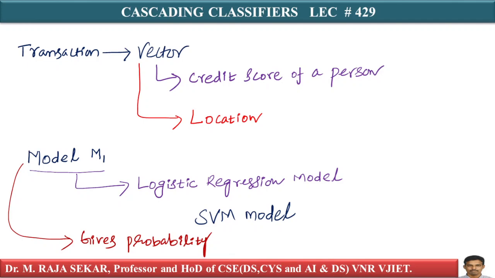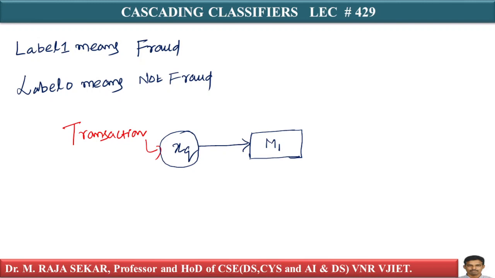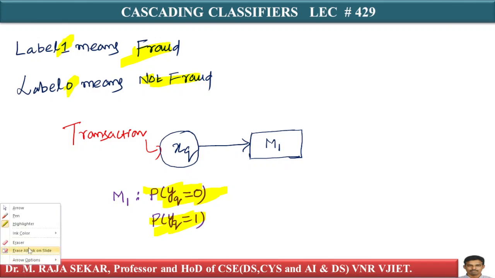Let's assume class label 1 means fraud, and class label 0 means not fraud. The model gives the probability of YQ equal to 0 and similarly the probability of YQ equal to 1. Let me say I have a transaction, represented in the form of a query vector XQ. I am feeding this query vector XQ to my model M1. It gives two probabilities: probability of YQ equal to 0 and probability of YQ equal to 1. 0 means not fraud, 1 means fraud. That is our simple notation.